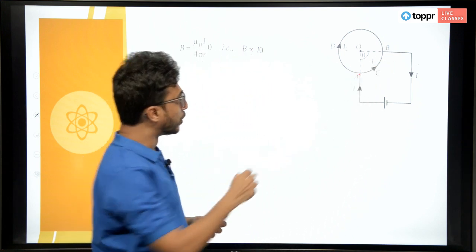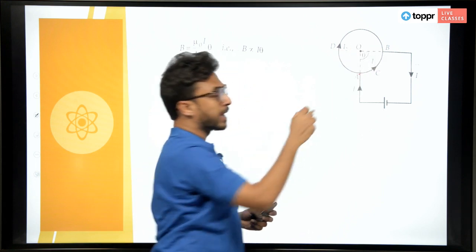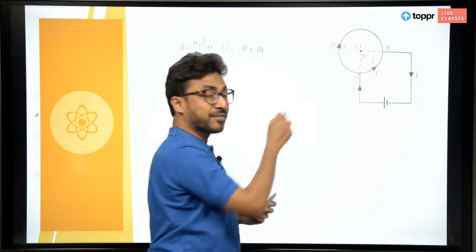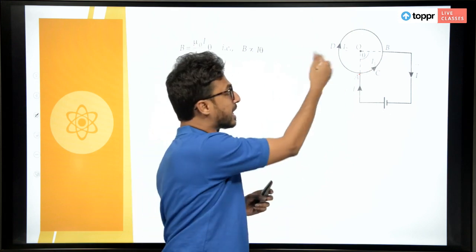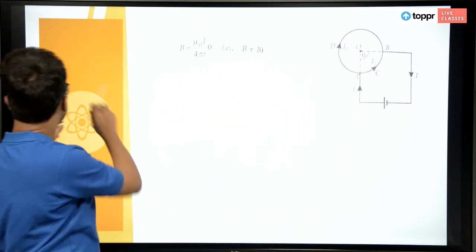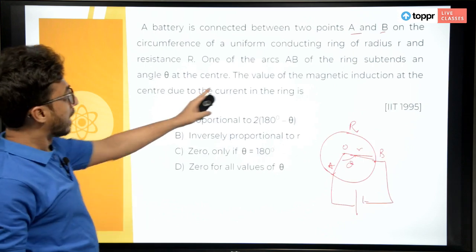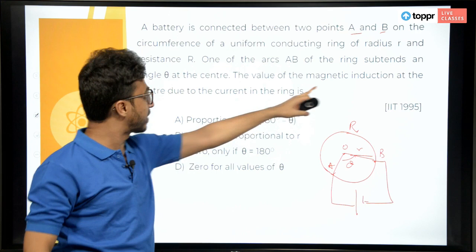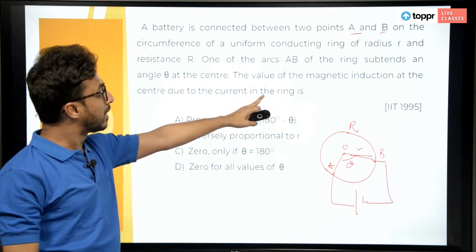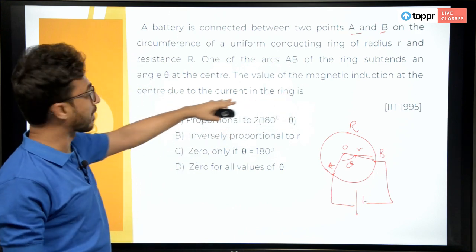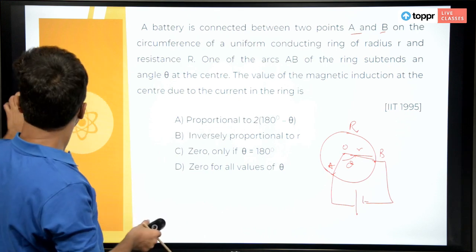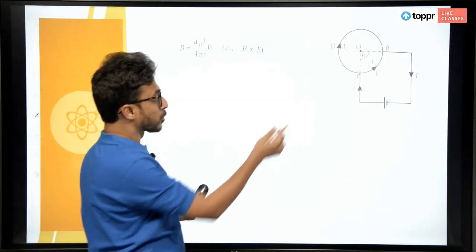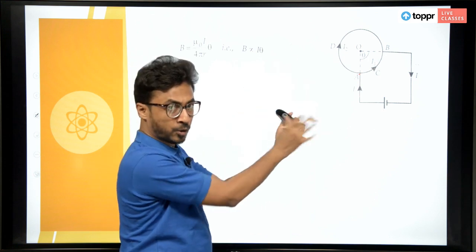Now, you know, whenever a current flows through a conducting wire, a magnetic field is generated in its vicinity. So, our question is, we have to find the value of the magnetic induction, meaning the magnetic field generated at the center due to the current in the ring. So now this is the context of the problem.